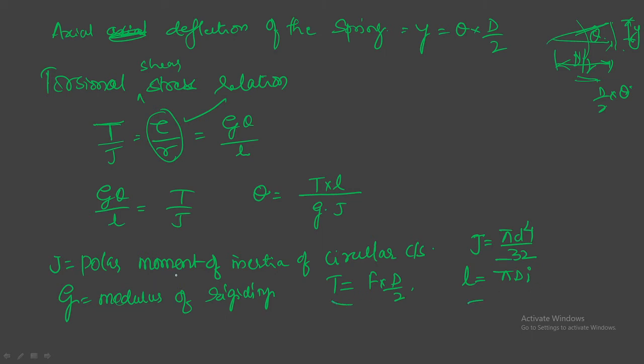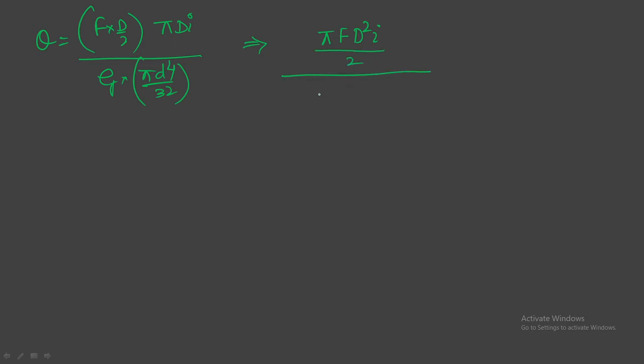Now let us substitute all these equations in theta here. Okay. So now theta equal to what? F into d by 2, related to the value of T, pi d i, related to L, and now you simplify. What are you going to get? So now this is equal to what? F pi d square i divided by 2, whole divided by G pi d to power of 4 divided by 32.